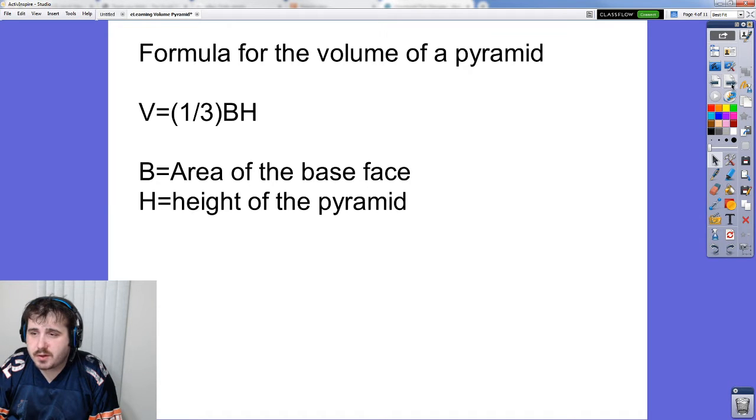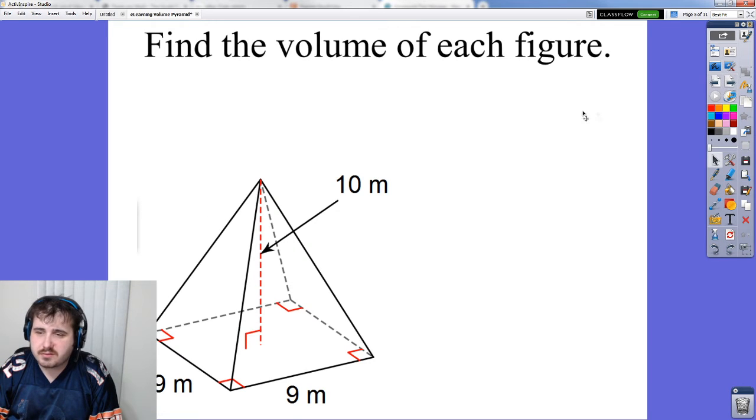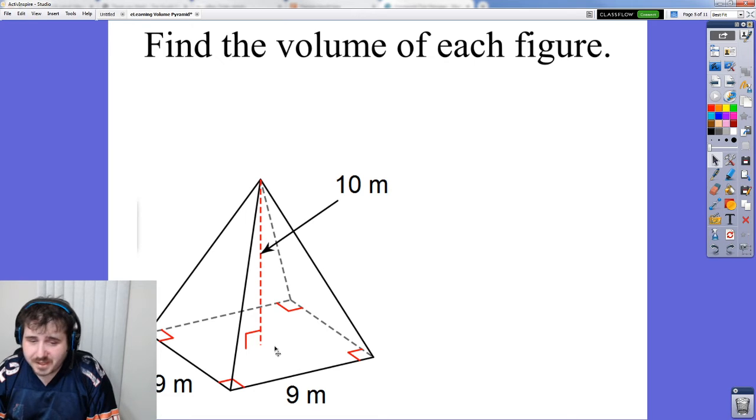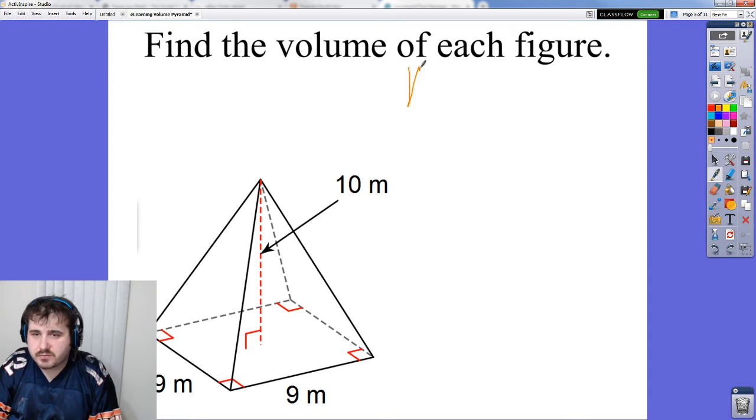So let's go on and do some problems. Same idea as ever before. So here, notice we're not being given the slant height, right? We're being given the official height from the center of the base to the tip of the pyramid. That's the height, not the slant height. So we're just going to be able to go straight in and do these problems and not have to think about it too much. Volume equals 1/3 base height.